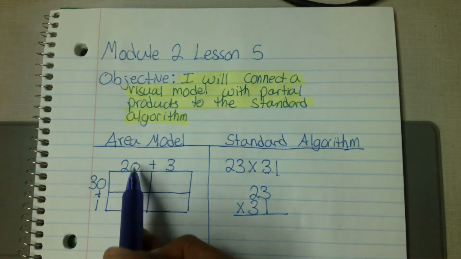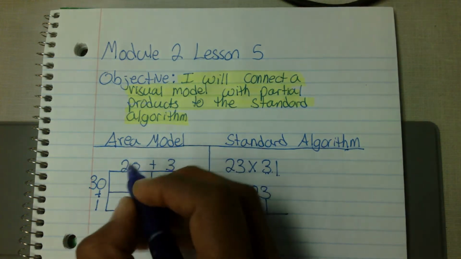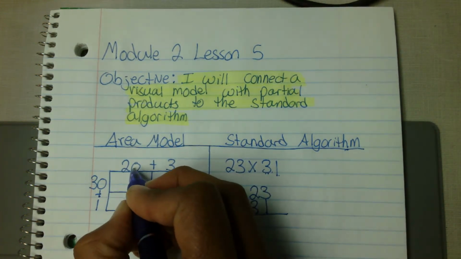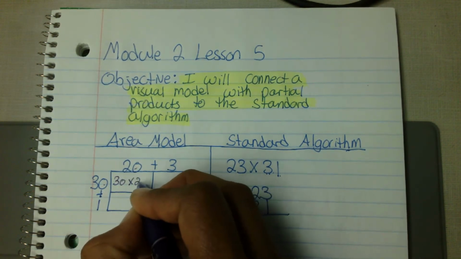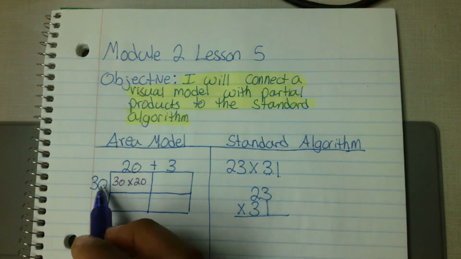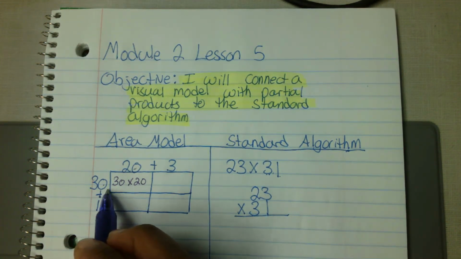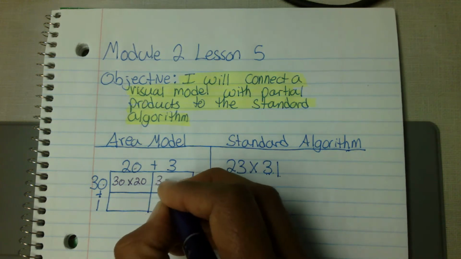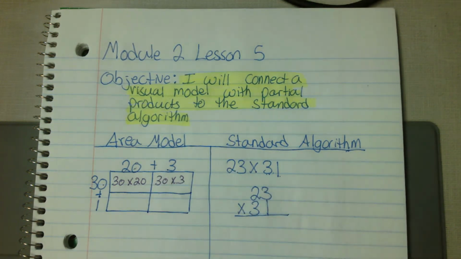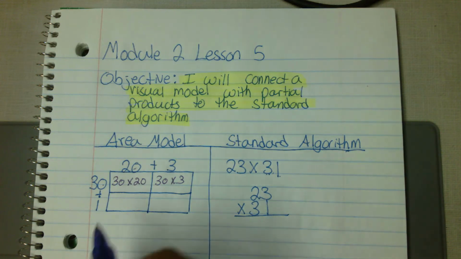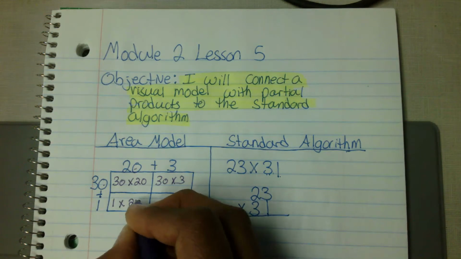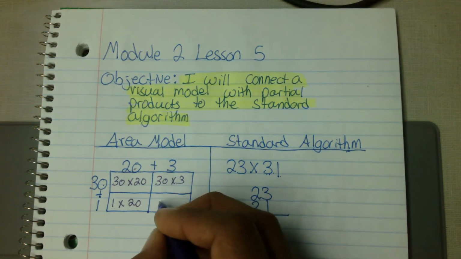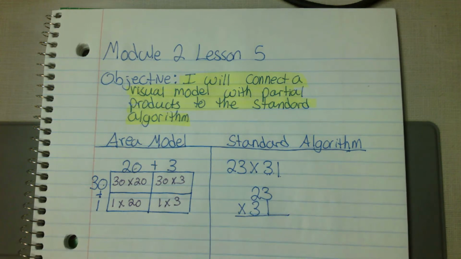Okay, so then over here, we're going to multiply inside this box, just like we would do a multiplication part, 20 times 30. So 30 times 20. We're going to write that problem in here. Then this is still in the same row of the 30s, so I'm going to put 30 times 3 right there. And then right down here, this is the ones. So 1 times 20 and 1 times 3. So there we have that.